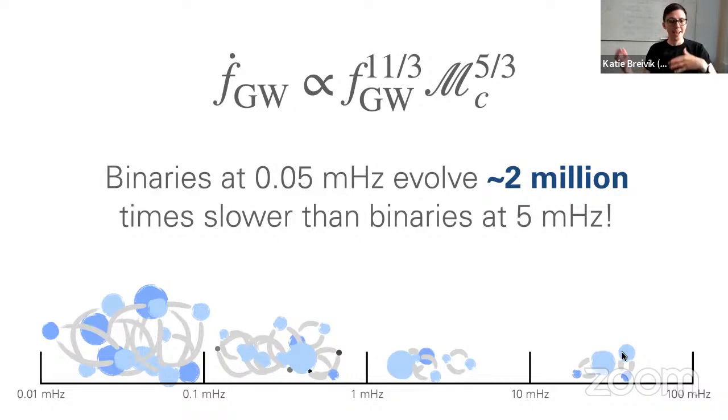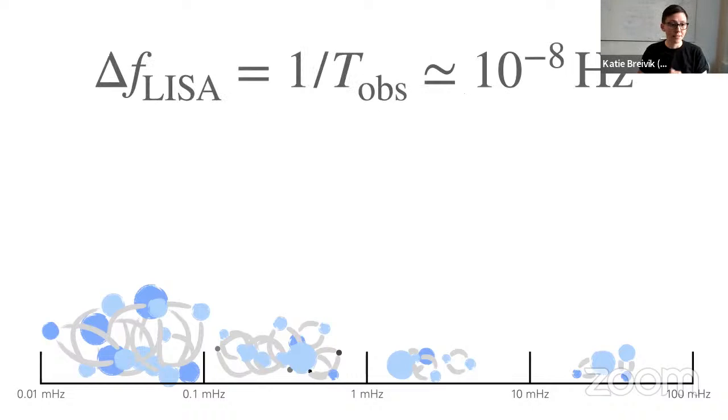And that's because at low frequencies, your gravitational wave evolution is very slow. And at high frequencies, your gravitational wave evolution is very fast. And so it's very unlikely just to observe systems at these higher frequencies because they zip through the band quite quickly. There's another competing factor to this, which is LISA's frequency sensitivity.